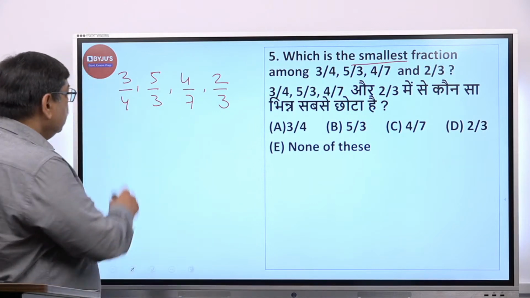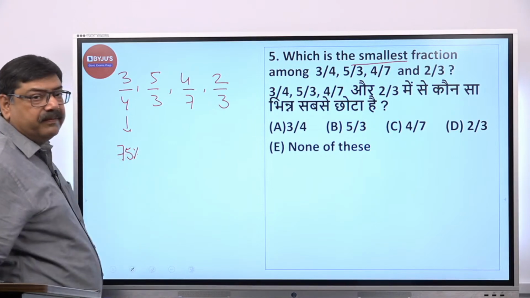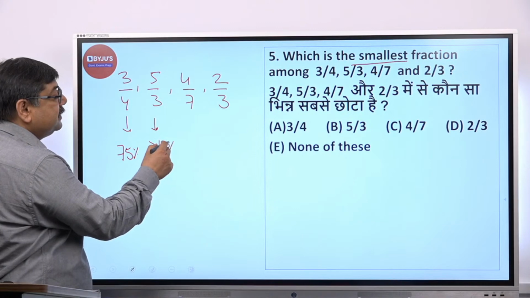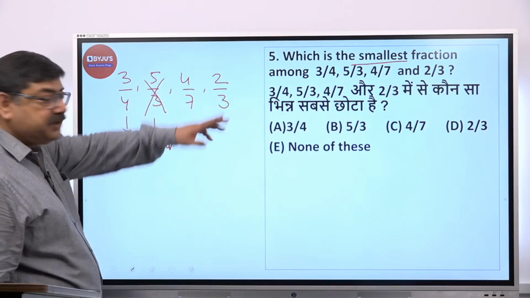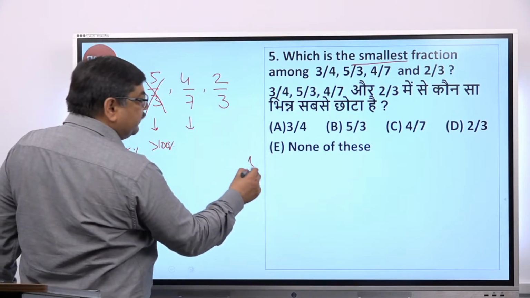Okay. Now 3 by 4 is what? 75%. 5 by 3 is greater than 100%. So anyhow, this cannot be the answer. Why? You need the smallest fraction. 4 by 7. Now how do you find out 4 by 7?